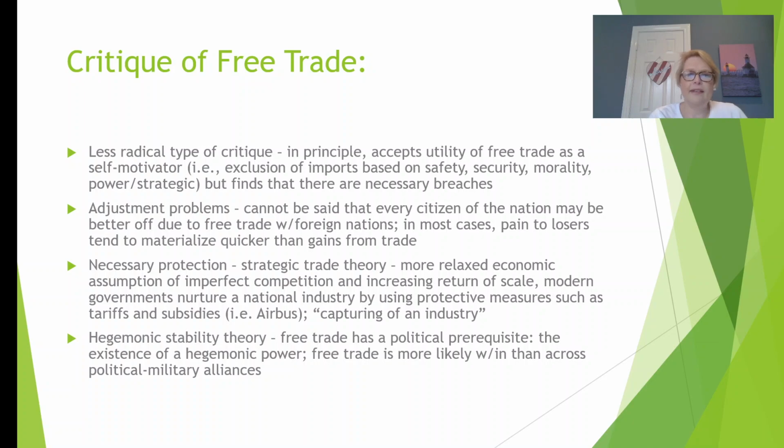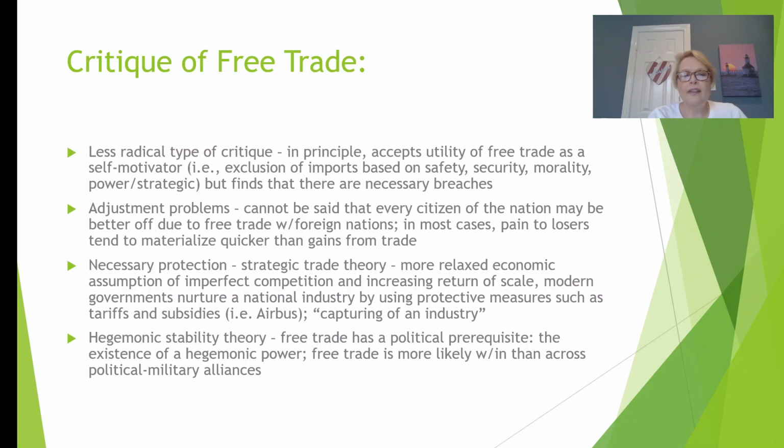Necessary protection is a strategic trade theory. What it basically says is that there's always going to be imperfect competition, and you look at protective measures such as tariffs and subsidies. So I think we read a little bit about Airbus. We read a little bit about the car industry and the computer industry in our case.